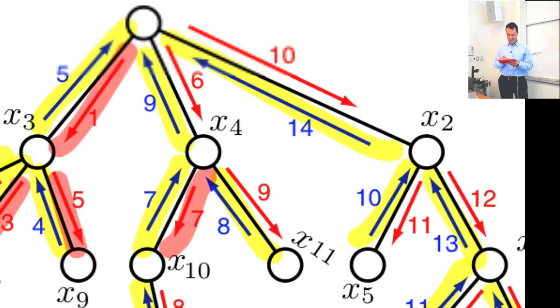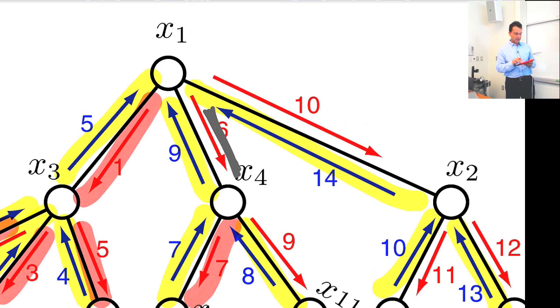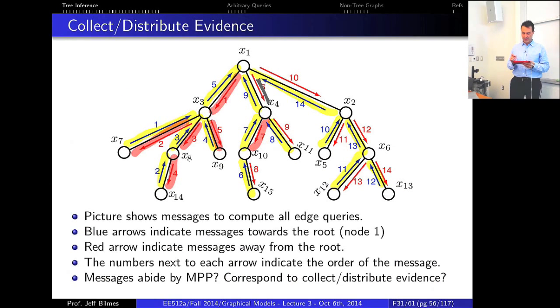Let's zoom in on that. Why can't I do 7, that red 7? Because I haven't yet received this message. I can only send a message when I've received messages from all my other neighbors. This 7 can't occur before 6, because if 6 has never occurred, we've never received a message from x1 to x4. That would violate the message passing protocol.